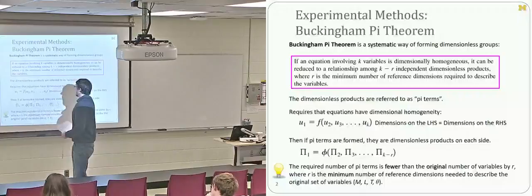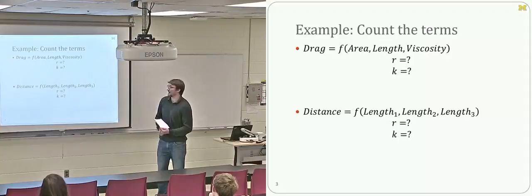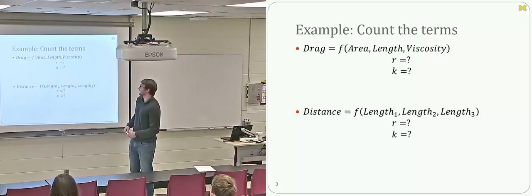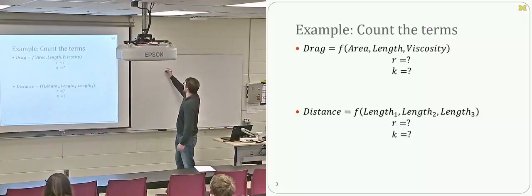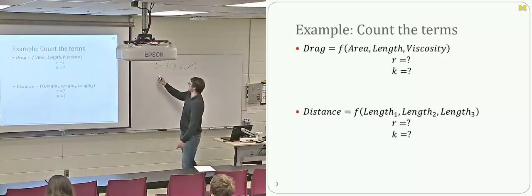So, for example, we're going to be figuring out what our values of k and r are for different relationships. Let's give that a couple practice runs. So if we're talking about a problem that involves drag as a function of area, length, and viscosity, this is telling us that drag is a function of A, L, mu. This means we have 1, 2, 3, 4 terms up here, right? Telling us that k is equal to 4.